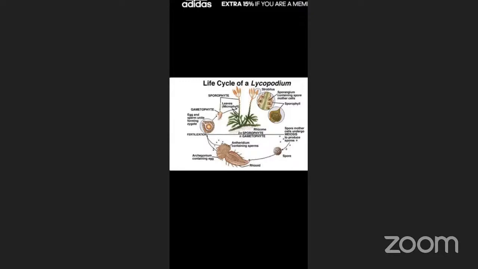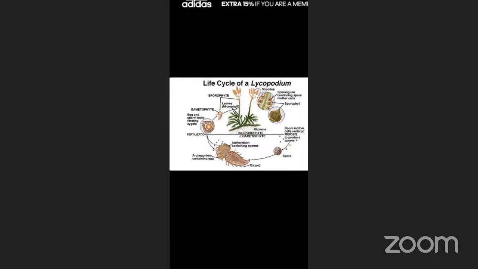So first of all, the Lycopodium sporophyte bears the strobilus, meaning cones, nothing but cones or strobilus. These bear the sporophylls. On the sporophylls, sporangia are there. The sporangia have spore mother cells. The spore mother cells undergo reduction division to produce the spores. Haploid spores are produced.